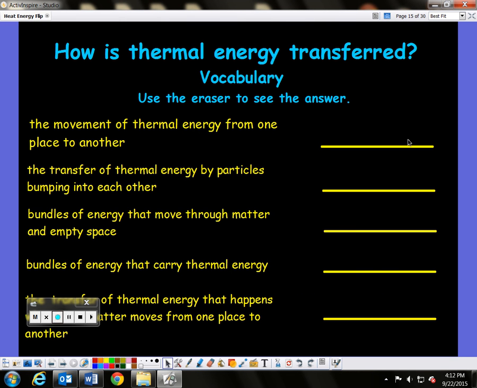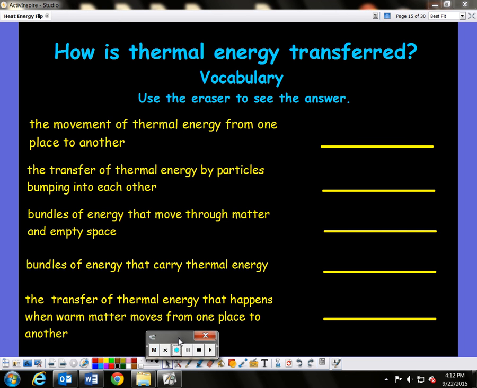This is going to be numbers 5, 6, 7, 8, and 9. Once again, you're not given a word bank this time. I want to know how thermal energy is transferred, and we'll go over this in class. Remember, this was 5, 6, 7, 8, and 9.